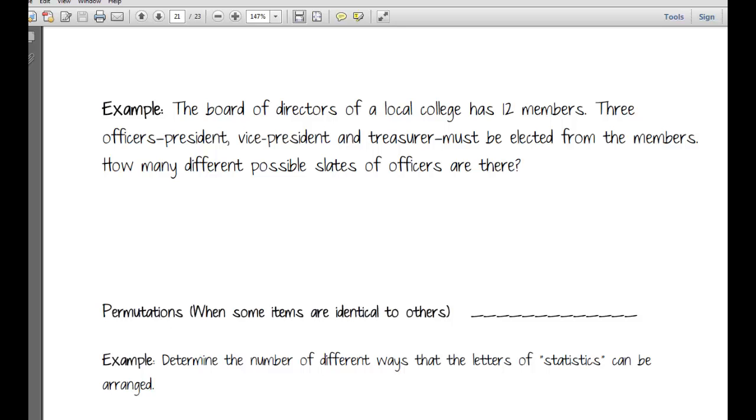The board of directors of a local college has 12 members. 3 officers, president, vice president, and treasurer, must be elected from the members. How many different possible slates of officers are there?